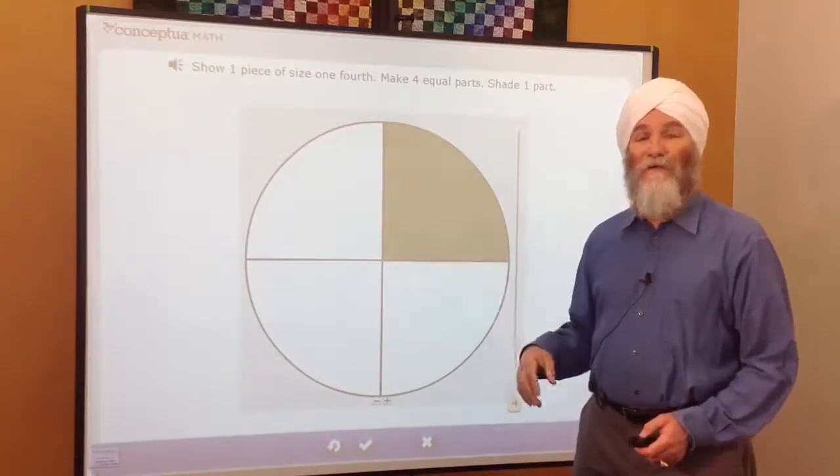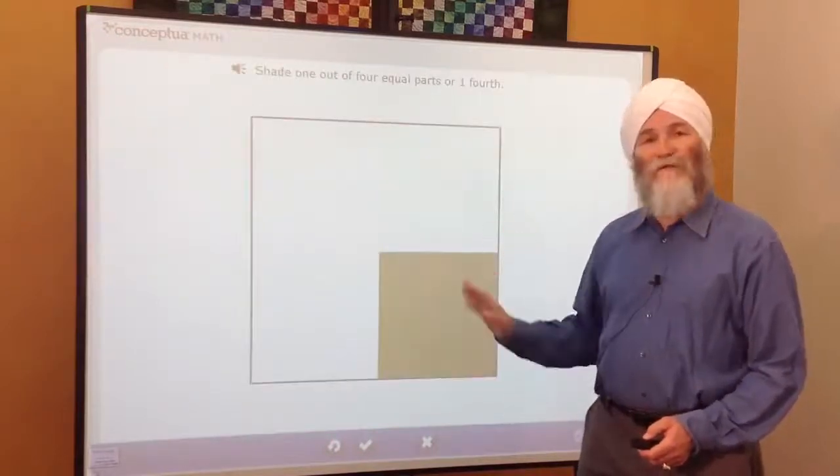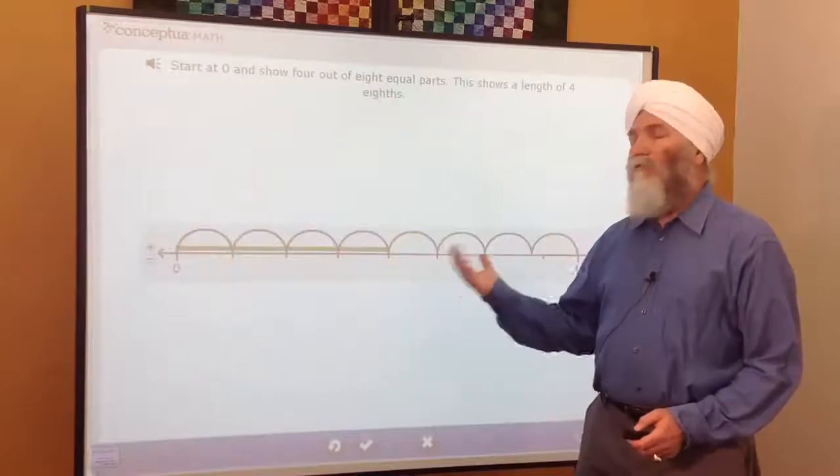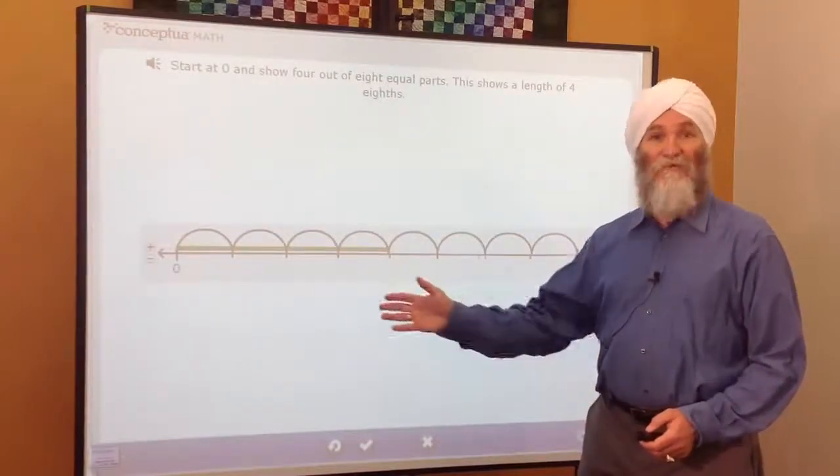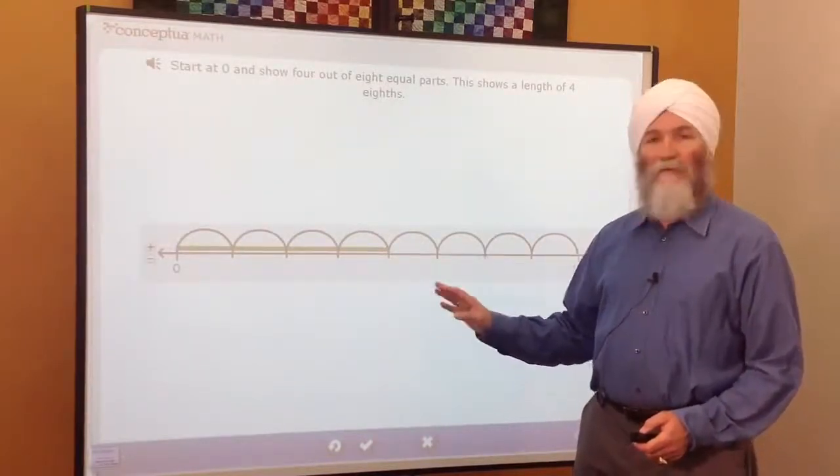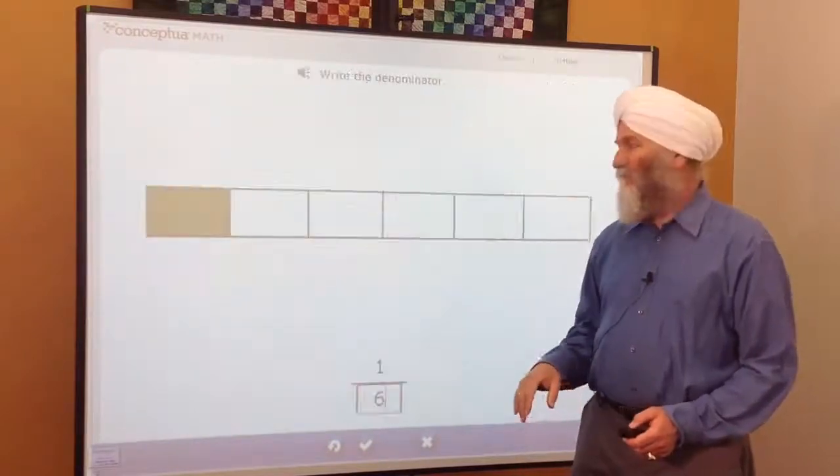We begin with unit fractions. And we change the models. Here we have the area model. Moving on from unit fractions, using a number line, students make partitions like 4/8.